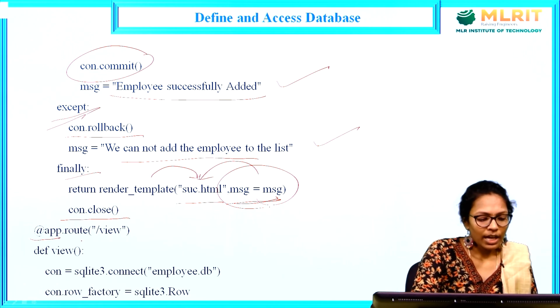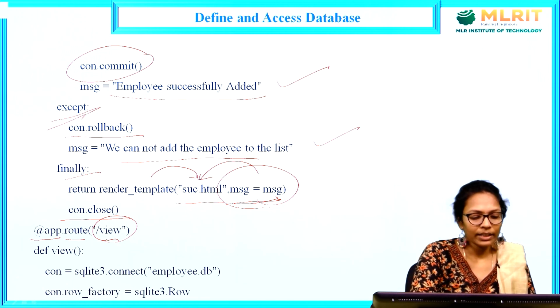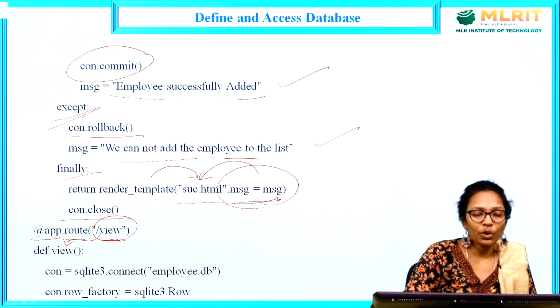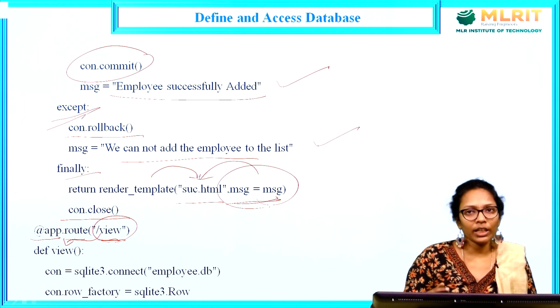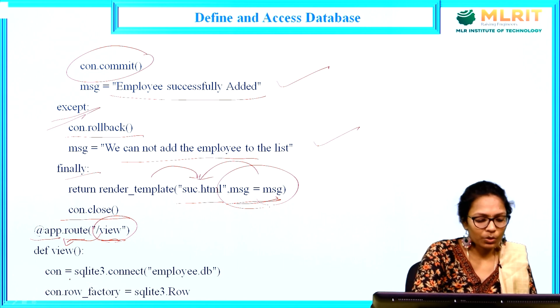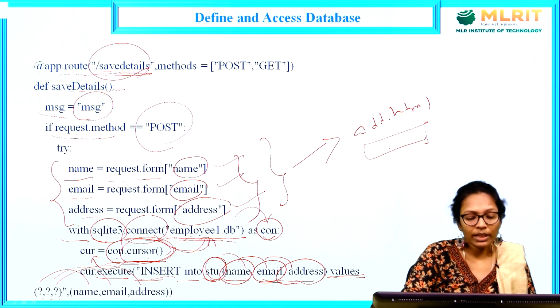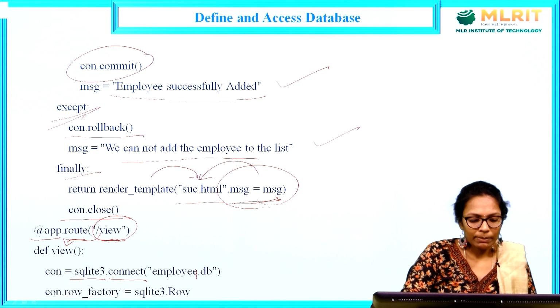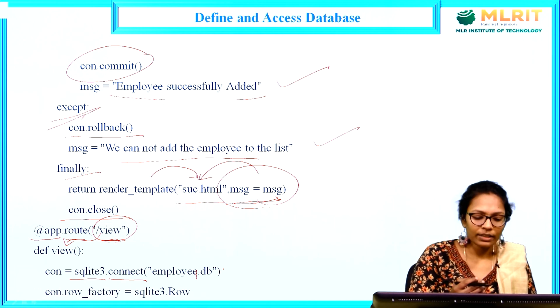Now /app, we are writing one more route for view. After adding, if you want to view the employees which you have added, then I'm using this URL, and for this URL, the view method will be executed. So to display the content, first it should connect to the database. What is the database name? sqlite3.connect, it is employee1.db. Why? Because what is the database we have created here? employee1.db. The same employee1.db you are connecting, and after that, you are fetching the rows, I mean, you are taking the row data here.